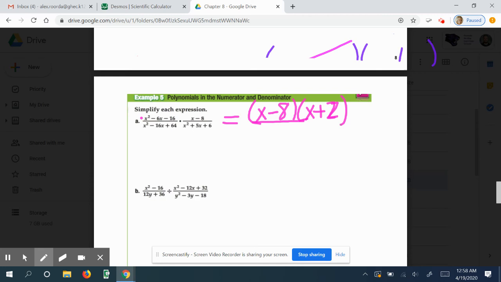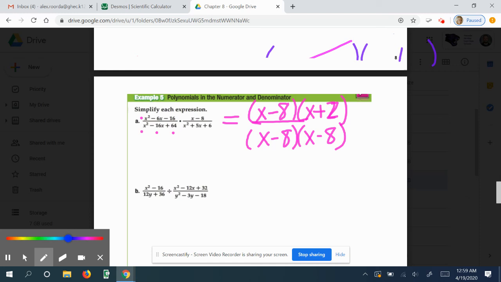Okay, and then on the bottom, x squared minus 16x plus 64. So the two numbers that multiply to 64 and add up to negative 16. Maybe you don't know this, and you're always more than welcome to just pause the video and try on your own how I get these, but it's x minus 8 and x minus 8, right?